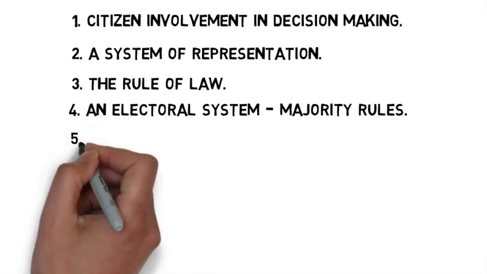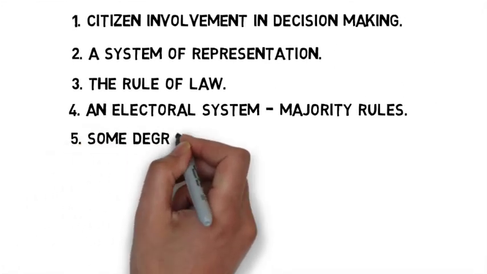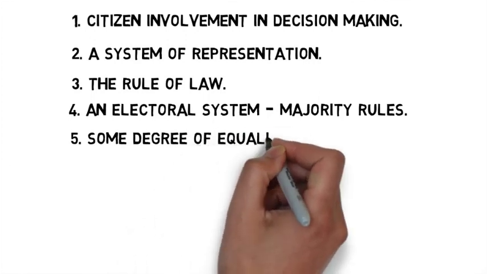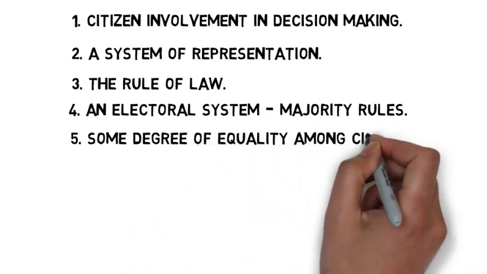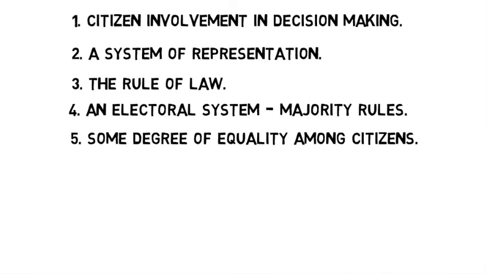Moving on, point number 5, some degree of equality among the citizens. Yes, very very important. In democracy we always have equality in the society. Sometimes it is difficult to have equality. We will have a lot of diverse culture altogether, we will have a lot of diverse systems altogether, but democracy always gives you some hope of a degree of equality among the citizens.